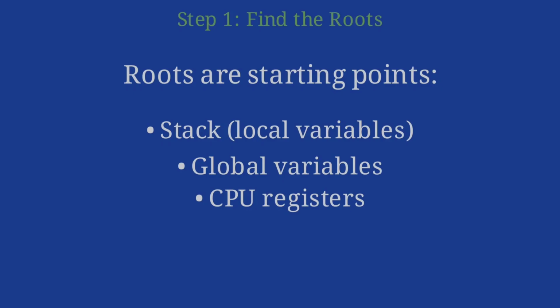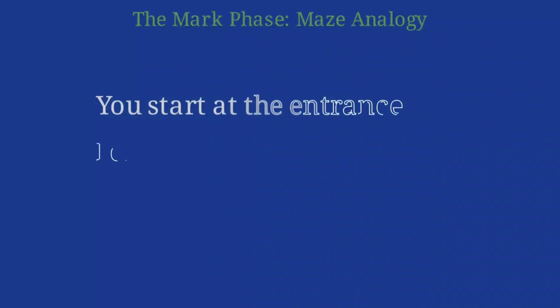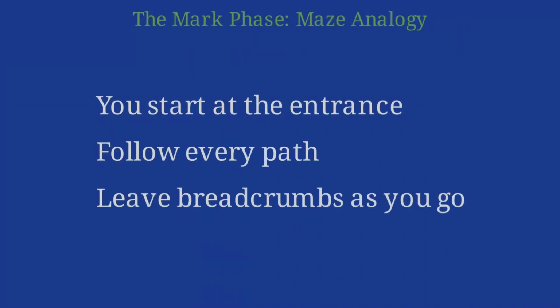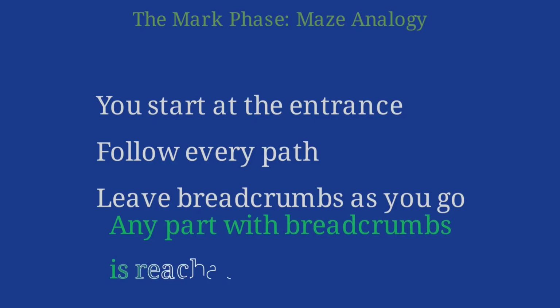We can understand the mark phase with a maze analogy. Think of the roots as the entrance to a maze. You start at the entrance, follow every path, and leave breadcrumbs as you go. When you're finished, any part of the maze with breadcrumbs is reachable from the entrance. Let's see the mark phase in action on a memory heap. We start at the root and begin tracing.